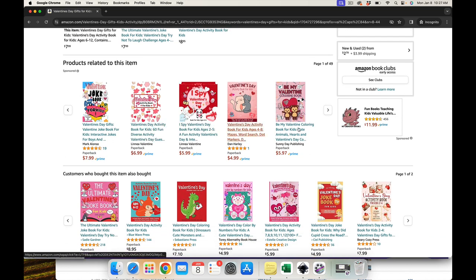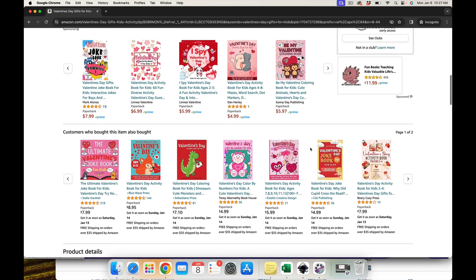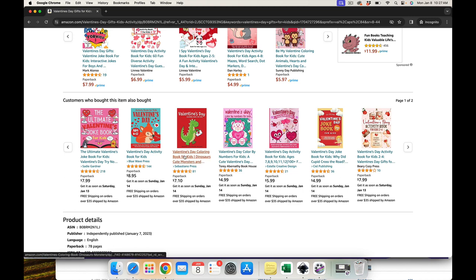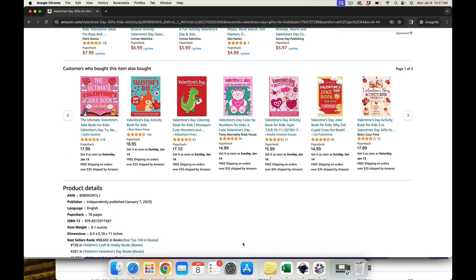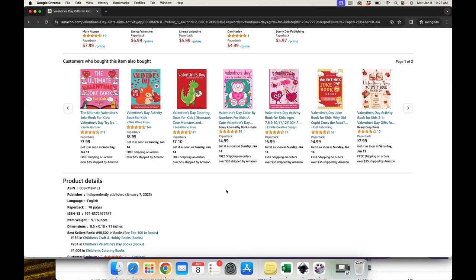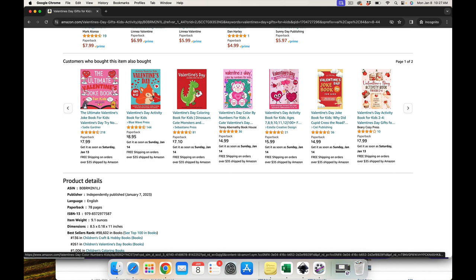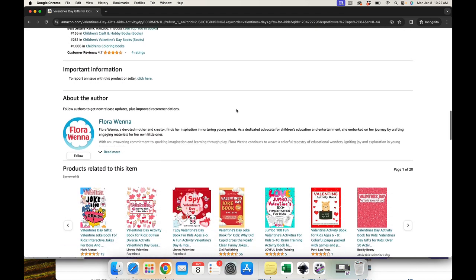We can see that there's a Be My Valentine coloring book. We have some dinosaur coloring, and it seems like a lot of these are focused on activity books, joke books, and coloring books. Looks like we also have a color by number, which is an even deeper niche of the coloring or activity book section. So that would be a clever way to niche down even more.